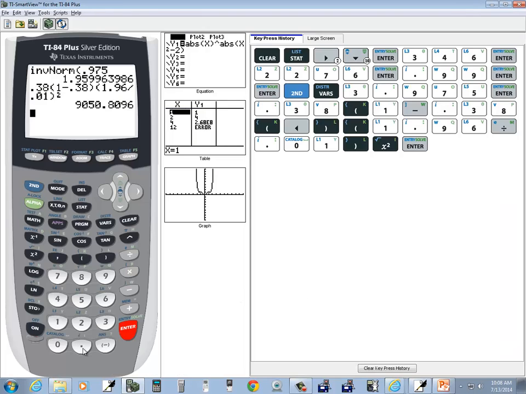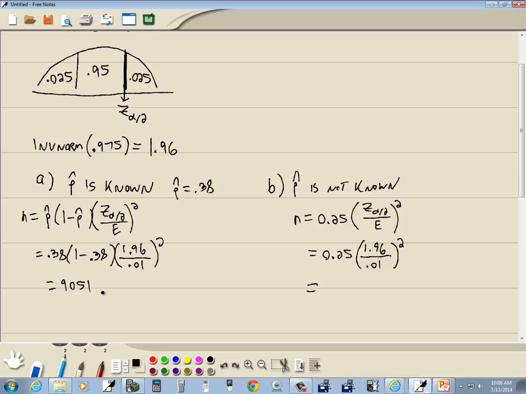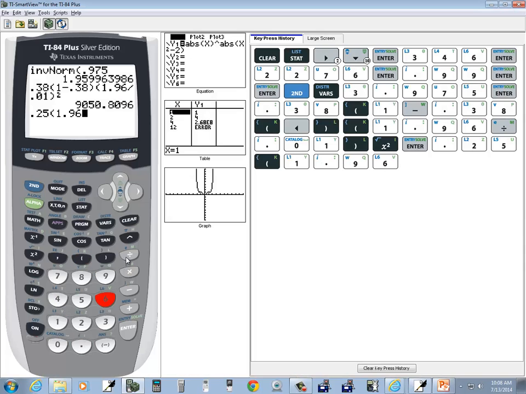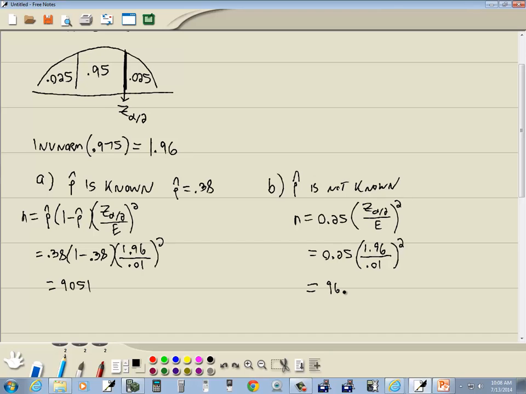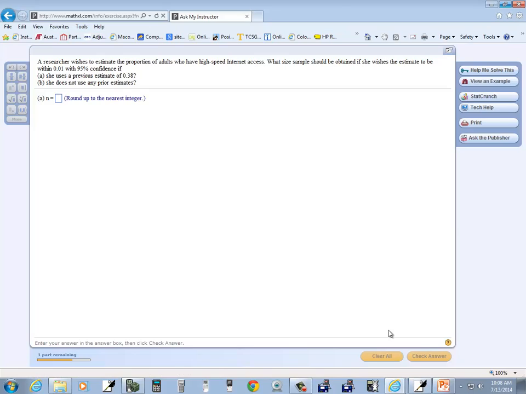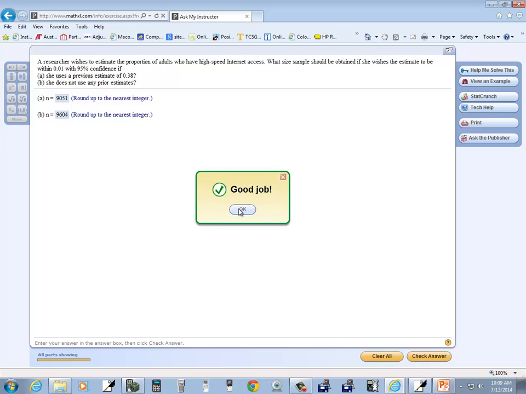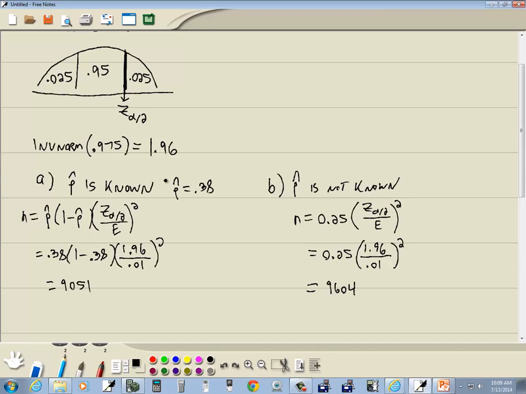Now our other one over here, we got 0.25, beginning parentheses 1.96 divided by 0.01 close parentheses squared, enter. That's unusual. 9604. Usually you come up with decimals. Okay. 9051. And this one, 9604. The thing about using technology is up here I rounded this 1.96. If I had taken it to all the decimal places, we wouldn't have come up with the same answers down here, but our answers would have been more accurate than what the book or my math lab would give us, which is interesting to think about.